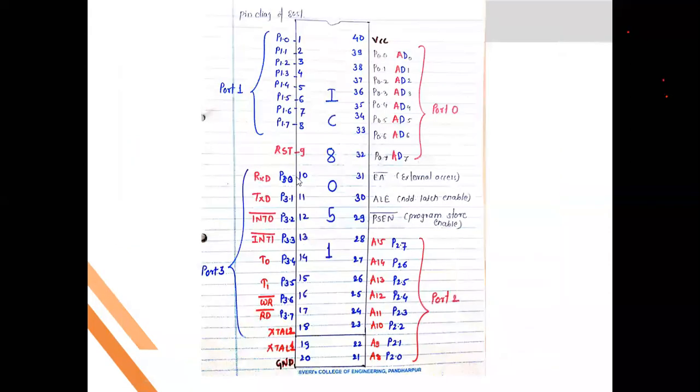Now here one thing you have to remember: whenever you are using port 0, you have to connect the resistor first and then you can use this pin for IO purposes. That kind of arrangement need not be necessary for port 1, port 2 and port 3. Why is it so?